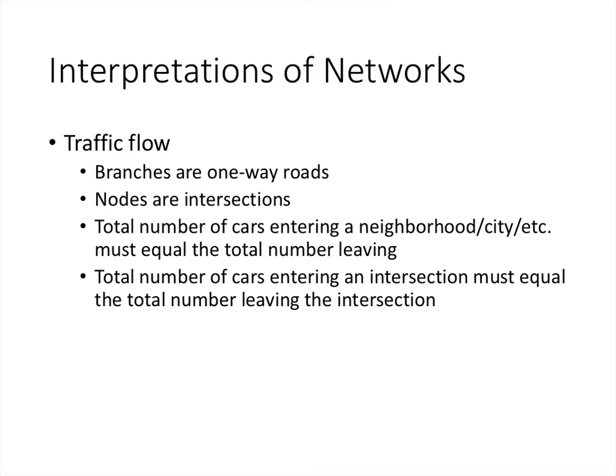Here's just a few. One way to think about what a network could represent is as traffic flow. In this case, the branches would be one-way roads that cars drive down. The nodes would be the intersections between those roads. And then the principle about total flow in equaling total flow out would be interpreted as the total number of cars that enter the network, which could represent a neighborhood or a city and so on, must equal the total number of cars that leave that neighborhood, city, or so on. And then for each intersection, the total number of cars entering that intersection has to equal the total number of cars that leave that intersection.